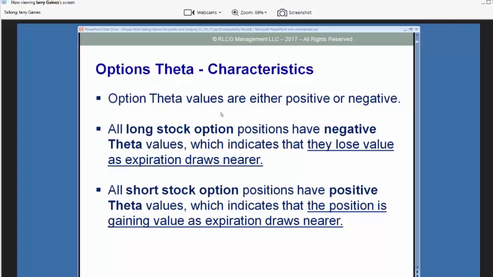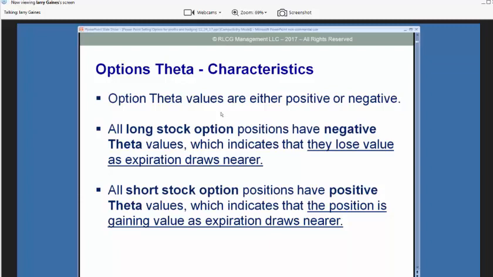Okay, so it's going to have either a positive or a negative characteristic to the effect on the option. If you look at all long stock options, so if you're long a call or if you're long a put, those will have what we call negative theta value. And so that's going to indicate that if the price of your underlying stock or ETF or whatever you're trading is just grinding or moving sideways, really not making any headway in the direction of your trade, it's going to lose value as it gets closer to expiration. So it'll actually lose value each and every day, and that's what we call negative theta value.